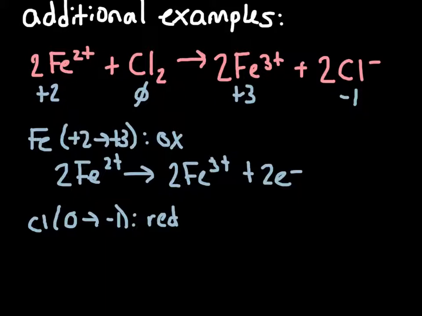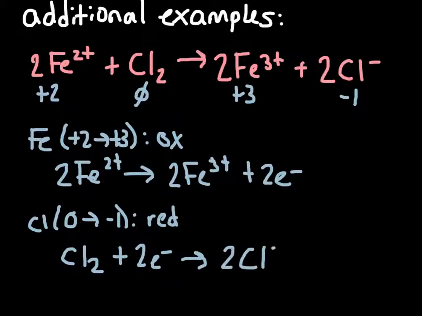For chlorine, since chlorine is being reduced, we have to add those 2 electrons that iron gave up to provide each of those 2 chlorines an electron. And those are their appropriate half reactions.